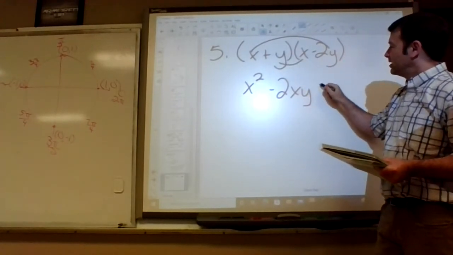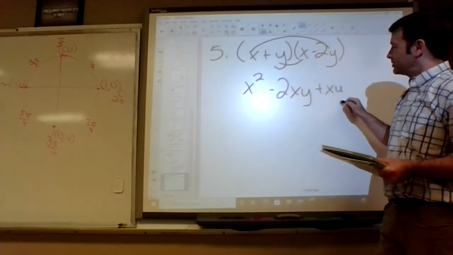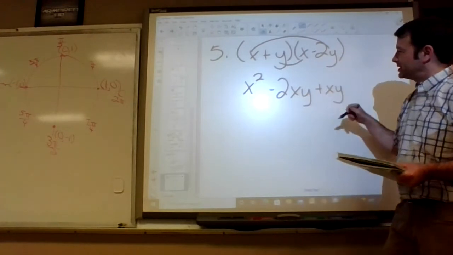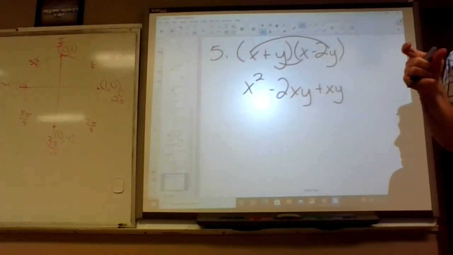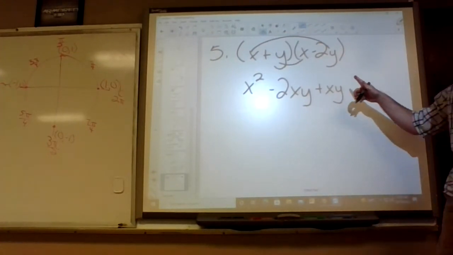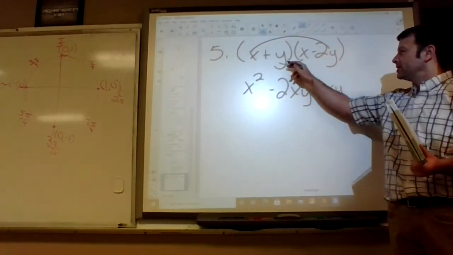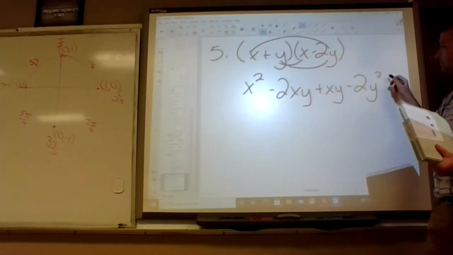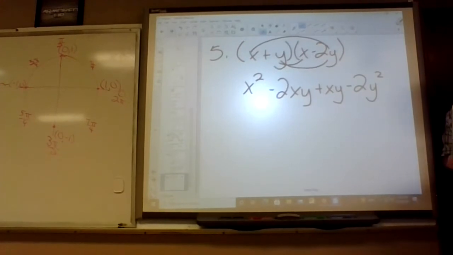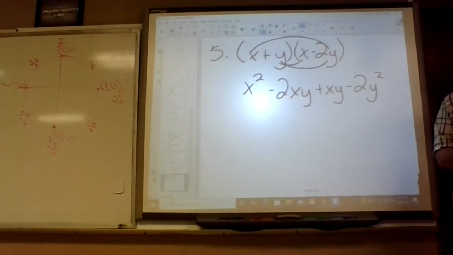y, x. Okay, I'm gonna call it xy just so it looks the same as that one. And both of you are wrong. yx is the same thing as xy because order of multiplication doesn't matter. But just so it looks like this one, I'll make it the same. Minus 2y squared. And minus 2y squared.